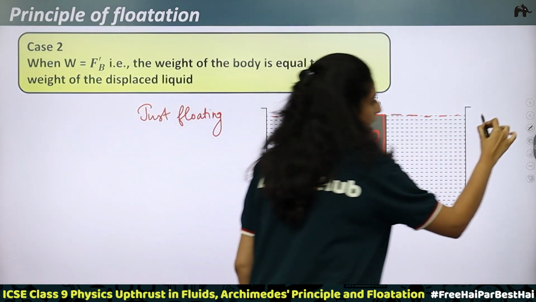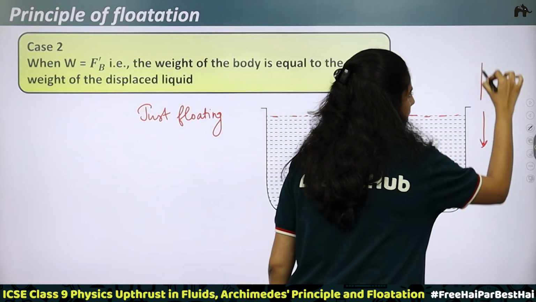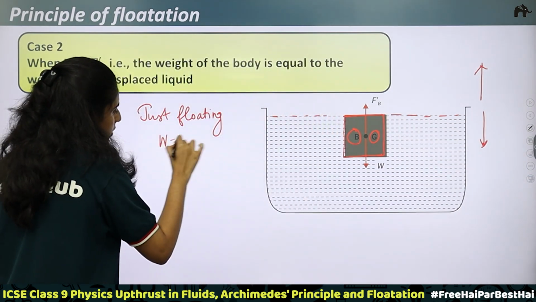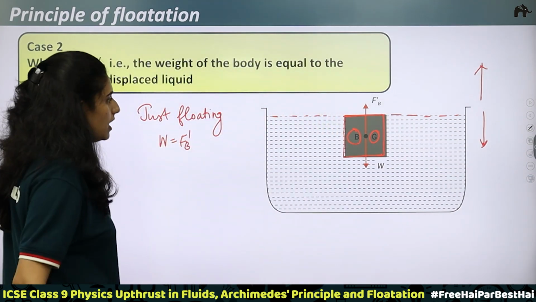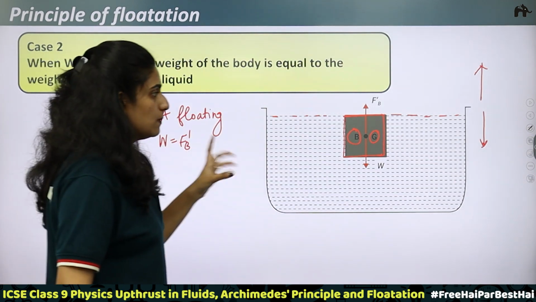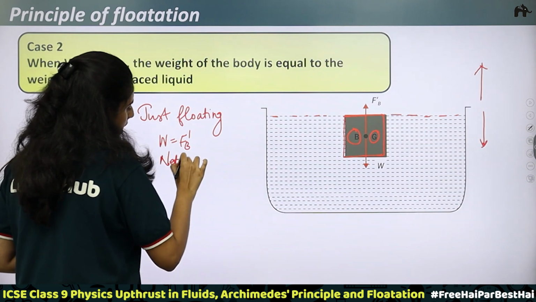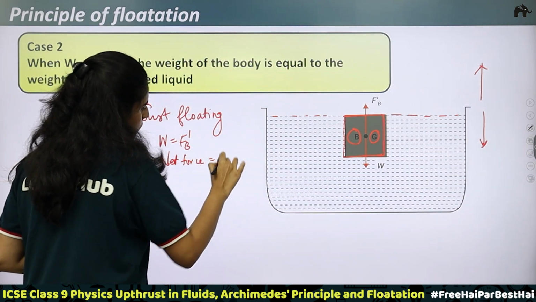Now, weight is acting downwards, upthrust is acting upwards. We have weight equal to upthrust, W is equal to FB dash, which means they are equal in magnitude. Then what is the net force? Net force will be equal to 0.